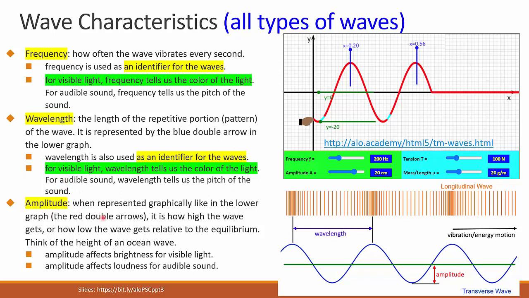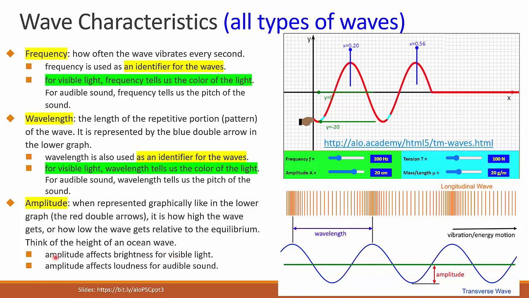Amplitude, though, when represented graphically, like in this graph here with the double arrow, is how high or how low the wave gets relative to equilibrium. Remember, equilibrium is the green line. So how high it is would be the height of the crest. That's an amplitude. Or how deep it is, the depth of the trough as represented here. That would also be the amplitude. Think of it like the height of an ocean wave. Essentially, it tells us how big the wave is.